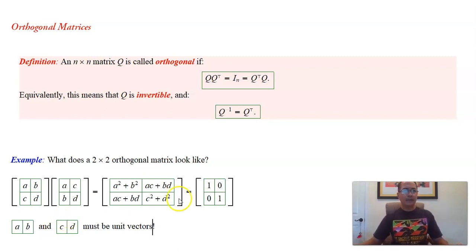But what else has to happen? There are these zeros. Oh, good, they're the same. We get ac plus bd in both entries here.